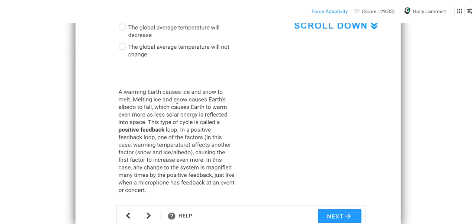In this case, any change to the system is magnified many times by the positive feedback, just like when a microphone has feedback in an event or a concert. Can you think of other positive feedback loops?